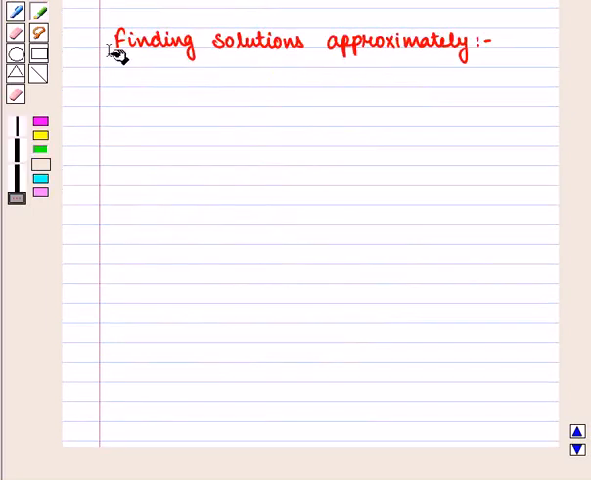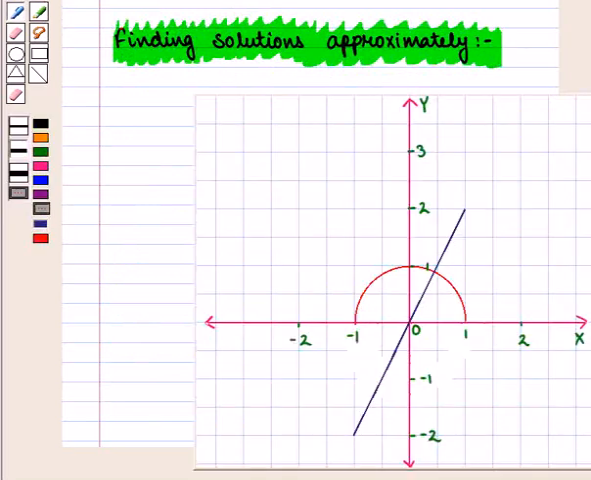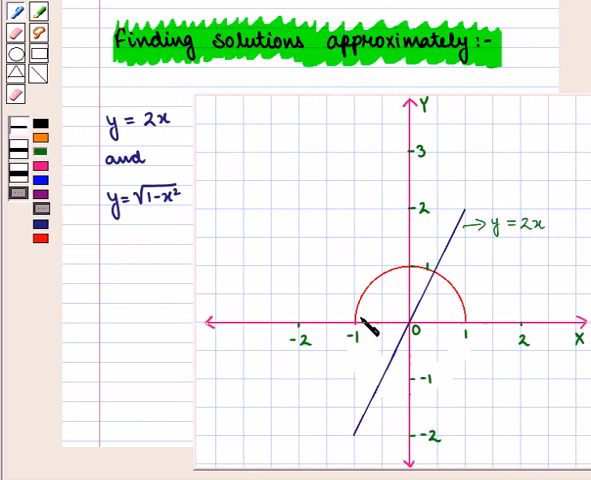Now let us discuss how to find the solutions of a system of equations approximately. Now consider the following graph of the system of equations y is equal to 2x and y is equal to square root of 1 minus x square. That is, this blue straight line represents the graph of the equation y is equal to 2x and this red colored semicircle represents the graph of the equation y is equal to square root of 1 minus x square.